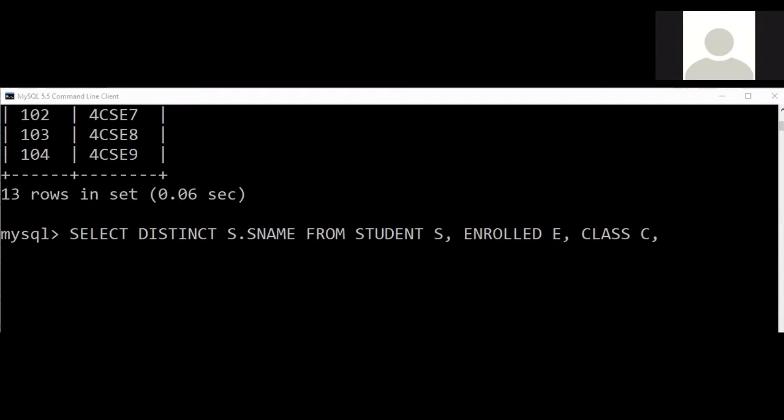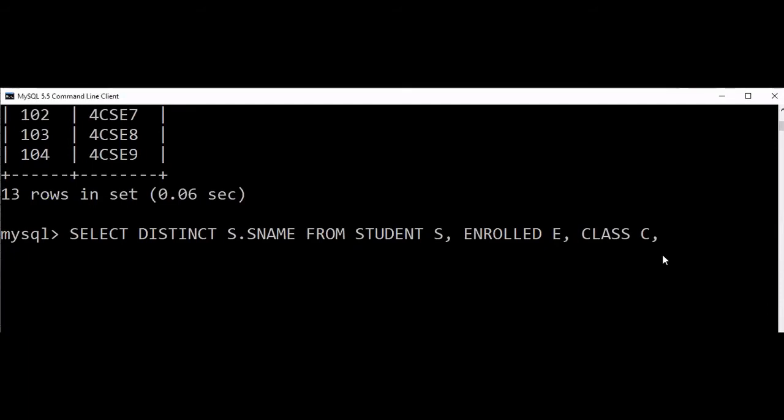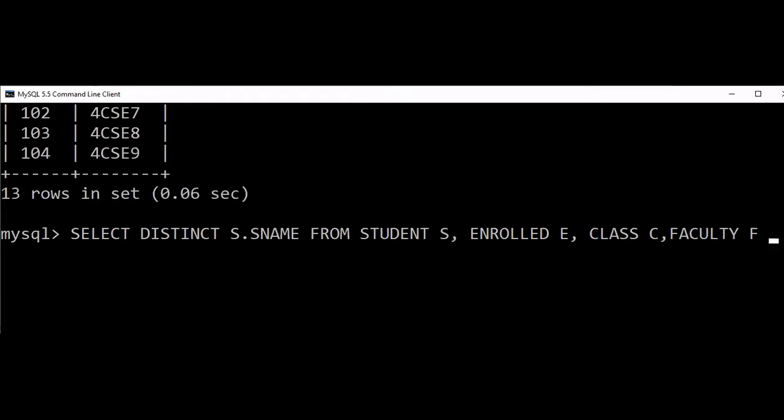Class needs faculty, so faculty f. Then what will we write? We'll apply the equivalent operation. First, the equivalent will be student.snum: s.snum equal to e.snum and e.cname equal to c.cname, the common attribute, and f.fid equal to c.fid.